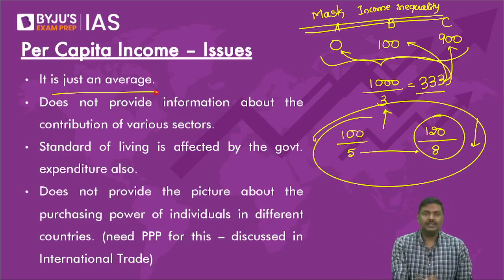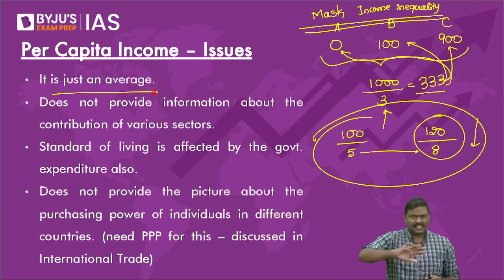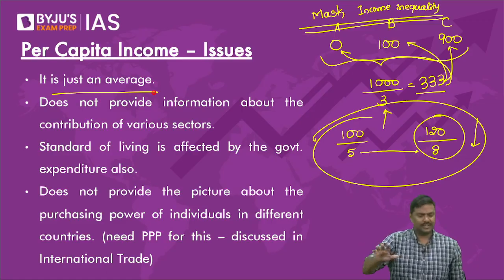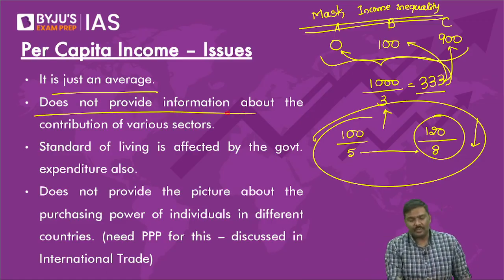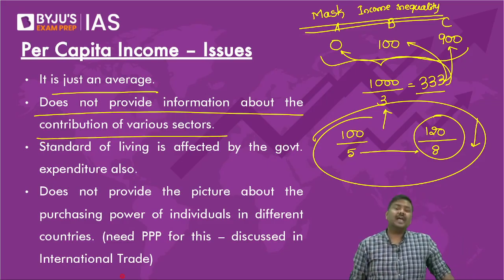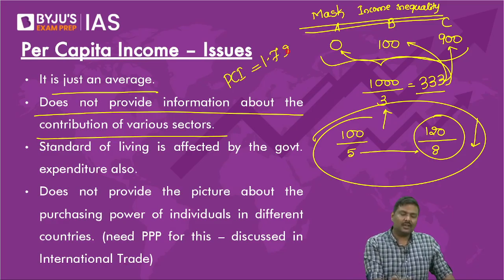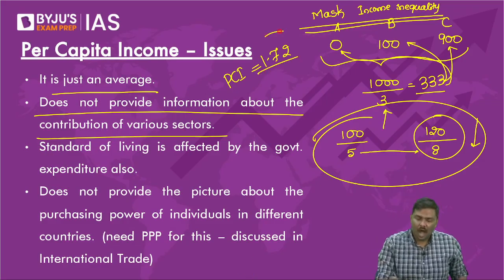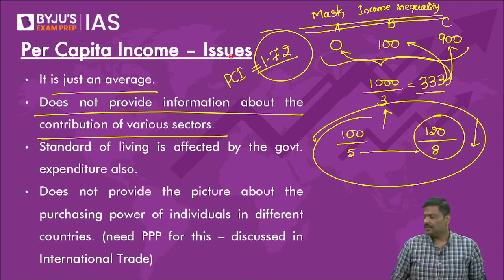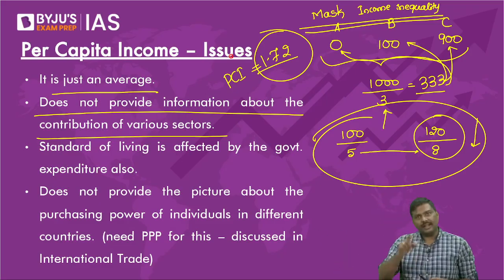So what are the issues? One, it is just an average. It doesn't give you any quality information. It does not provide information about various sectors. If I simply say per capita income in India is 1.72 lakh rupees, now tell me, how much of this per capita income has come from the agriculture sector? How much of it has come from other industries? And that is also equally important.